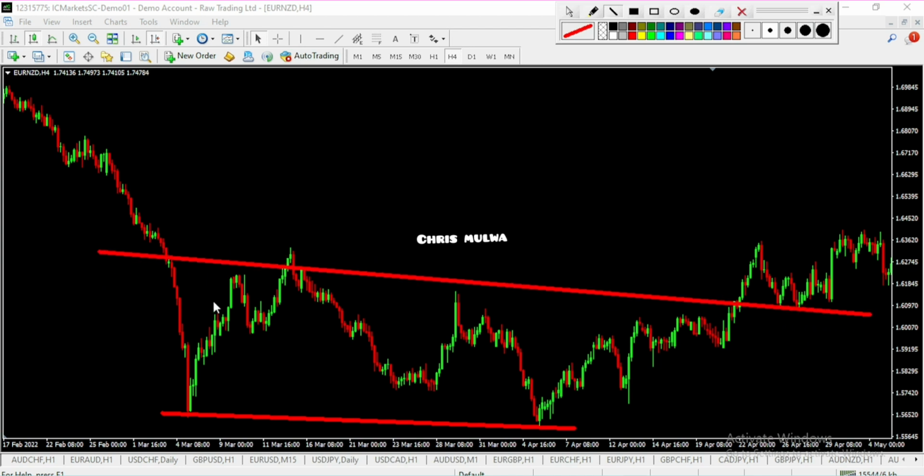So after the price reaches this point, you place your buy. Just place your buy. Then your stop loss should be below the turning point, somewhere like here. So here is where you place your stop loss and you ride the market.